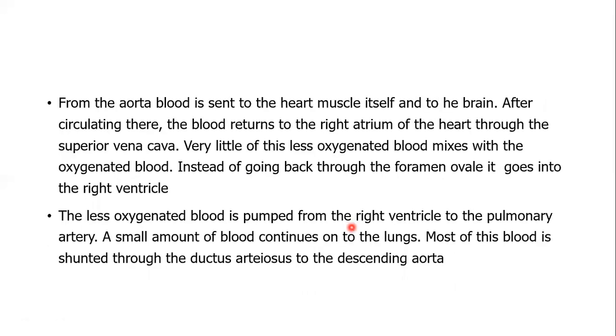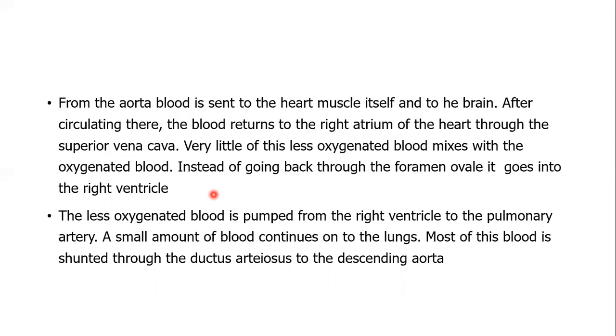From the aorta, blood is sent to the heart muscle itself and to the brain for their development as well. After circulating there, the blood returns to the right atrium of the heart through the superior vena cava. Very little of this less oxygenated blood mixes with the oxygenated blood. Instead of going back through the foramen ovale, it goes into the right ventricle, like we said. The less oxygenated blood is pumped from the right ventricle to the pulmonary artery. A small amount of blood continues on to the lungs.